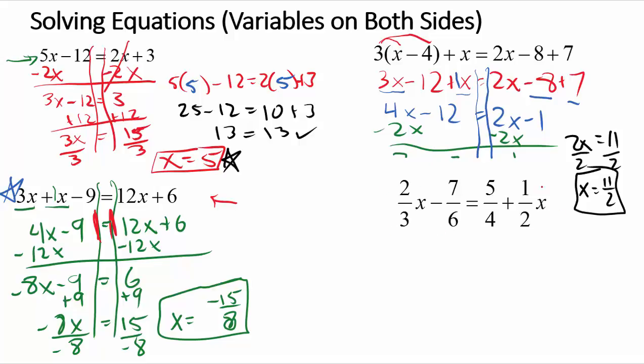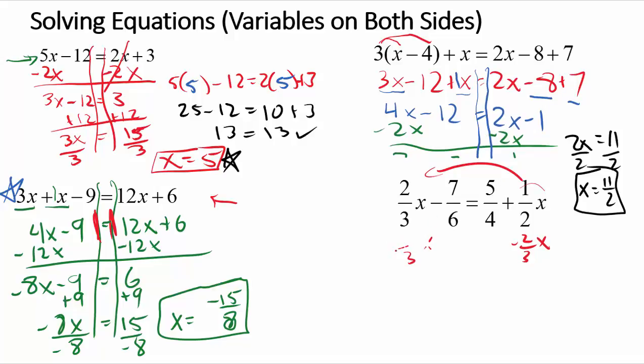There are a few ways to do this. One way is you could just treat this the same way we did before. You could subtract this fraction. You could subtract your x's over to the other side, or you could subtract this 1/2 over to this side, whichever you want to do.